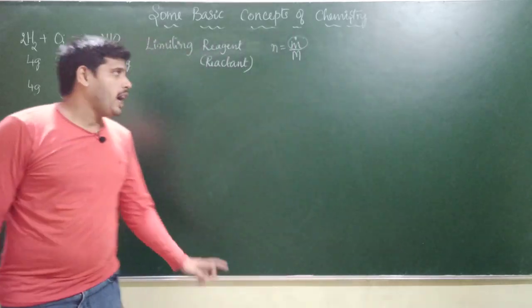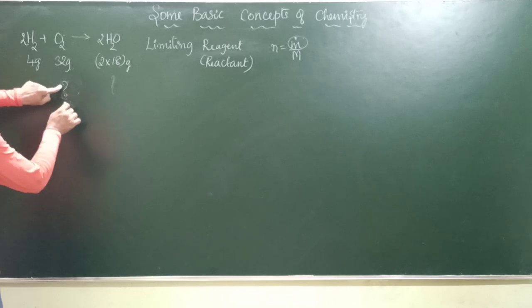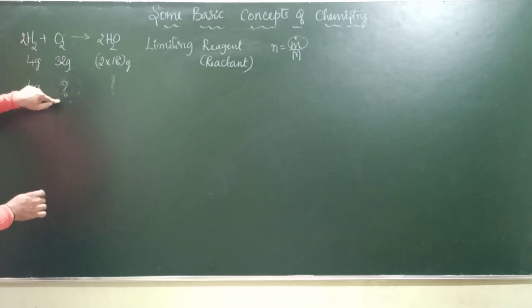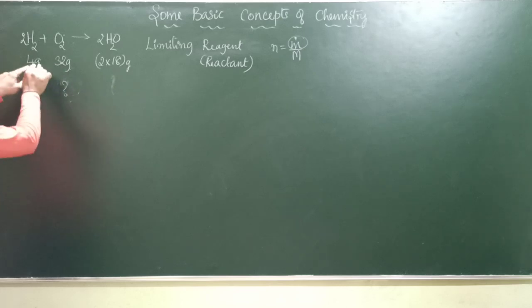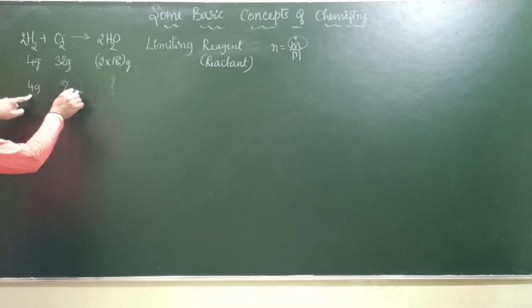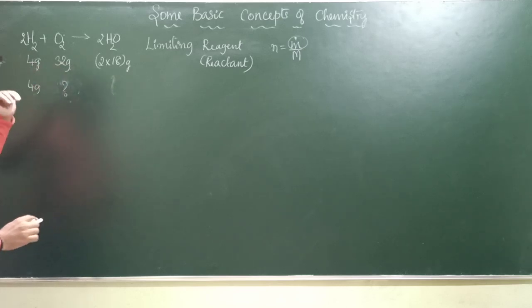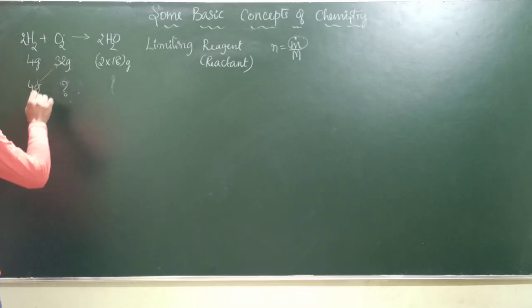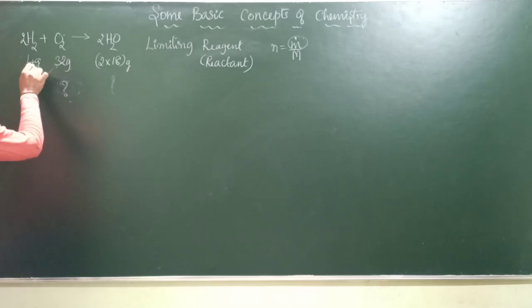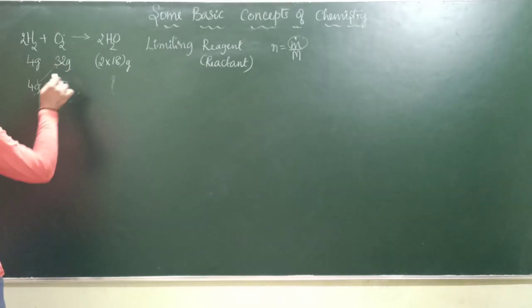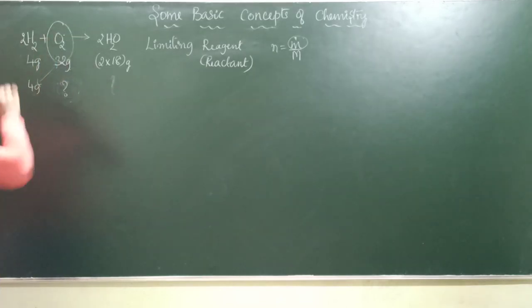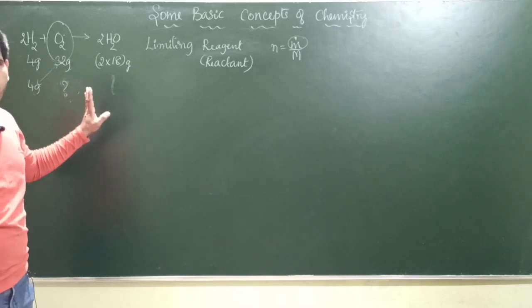Yes, so I have 4 gram of hydrogen. How many grams of oxygen is required for this? You can cross multiply and obviously you'll get it. 4 gram needs 32. Since we are having 16 gram, half of it, this is the limiting reactant. Or you go for cross multiplication: 4 into 32 divided by 4 will be 32 gram, but we are having only 16 gram. Therefore, our oxygen is the limiting reactant in this particular data.